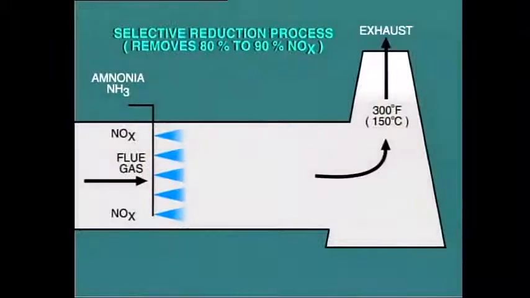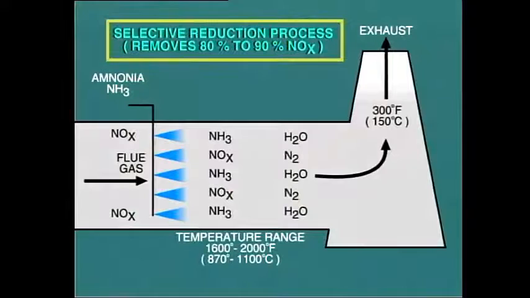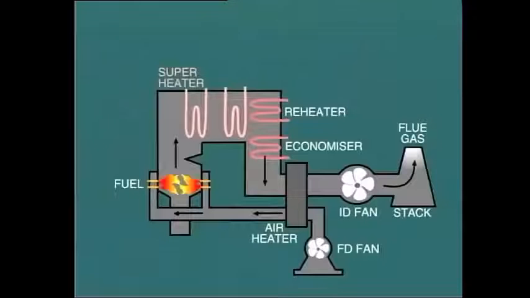Where emission limits are extremely tight, a chemical method is sometimes used to remove NOx from the flue gas. One method is to inject ammonia into the gas stream. When temperature conditions are right, about 1600 degrees Fahrenheit, the ammonia reacts with the NOx to produce water vapor and nitrogen, which passes harmlessly up the chimney. This process is known as selective reduction.